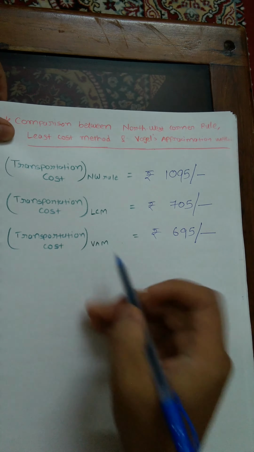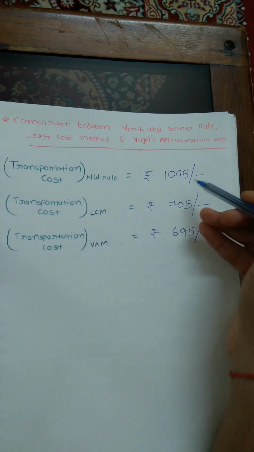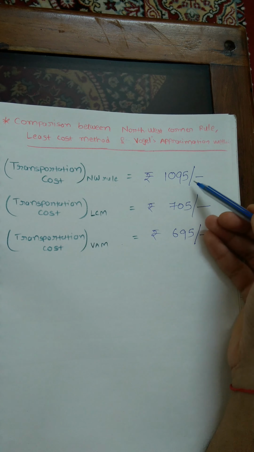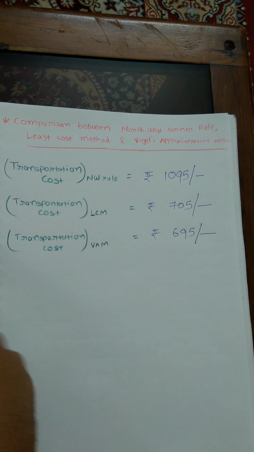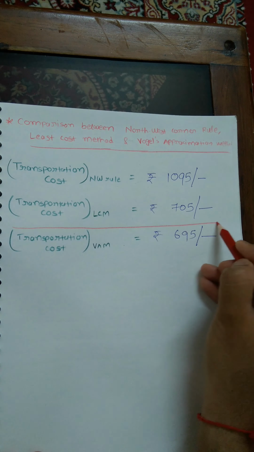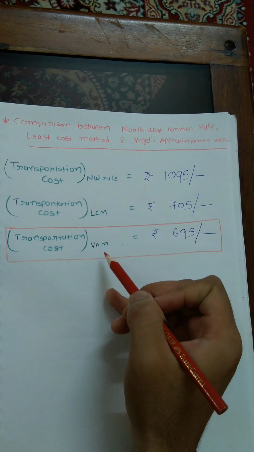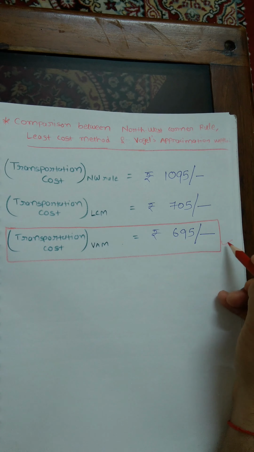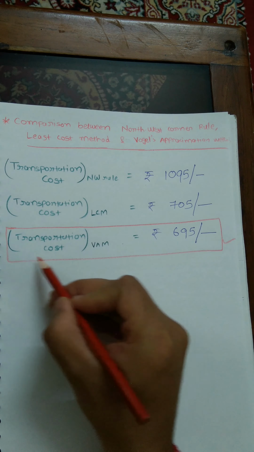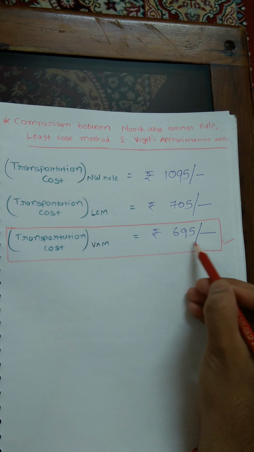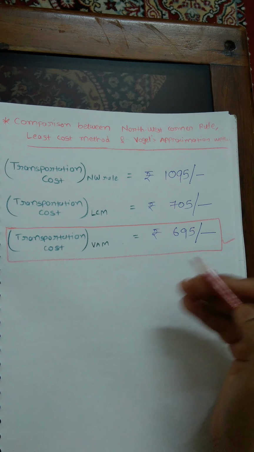Now compare these three. Obviously Vogel's approximation method is best amongst these three, and you will find in all cases this method will give you the best result. So for the initial basic feasible solution, Vogel's approximation method is suggested. It is not that this method gives you the optimal solution directly. This is the first step, that is, getting the initial basic feasible solution.